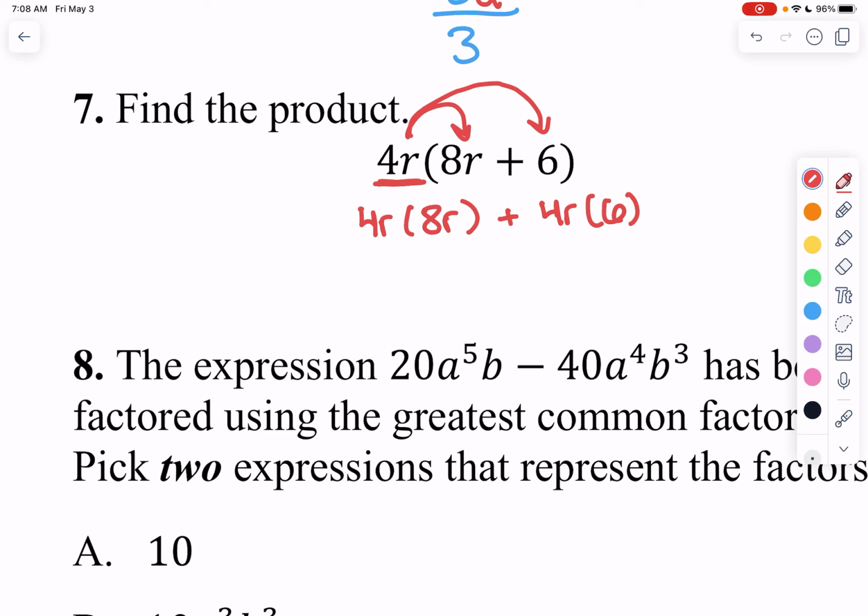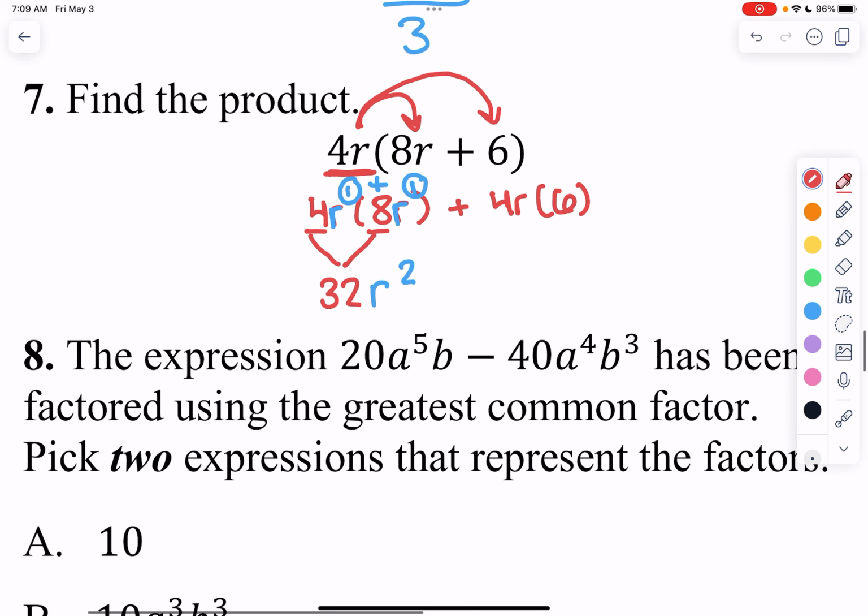There are coefficients here on the outside, 4 and 8. If we just had 4 times 8, well, we know what to do. We just multiply. We do the same thing here. These coefficients multiply together, so 4 times 8 is 32. Next, my r's. I have r to the power of 1 times r to the power of 1. If we're multiplying two things with the same base, we drop the base and then add the exponents. 1 plus 1 is 2.